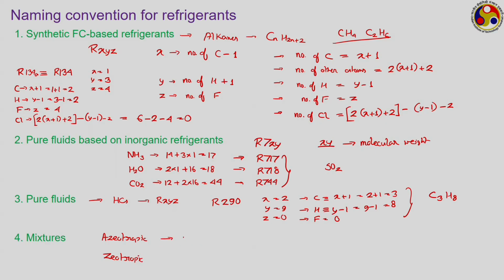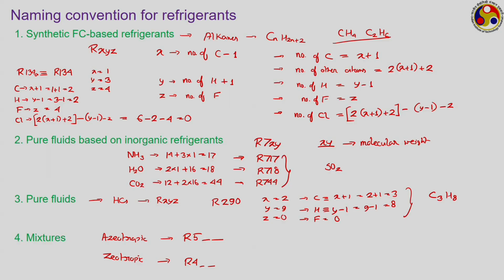Now, for azeotropic ones, we write R5, then something else, where this 5 indicates the azeotropic. Like for inorganic refrigerants or natural refrigerants, we use that 7 to indicate we are talking about natural refrigerants. Similarly, the 5 indicates that we are talking about azeotropic mixtures, and similarly 4 talks about the zeotropic mixtures. And to fill up the two blank spaces, we have to look to some reference tables. So, these are the naming conventions that we commonly follow for refrigerants.